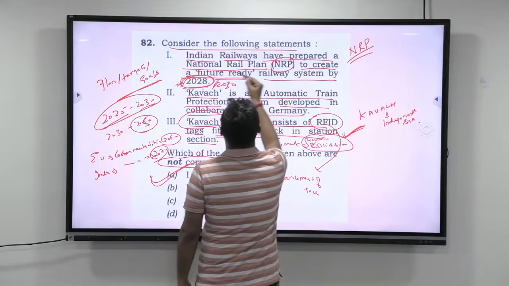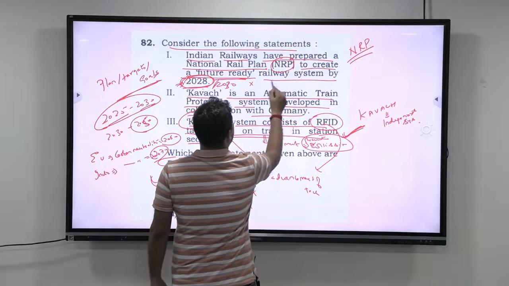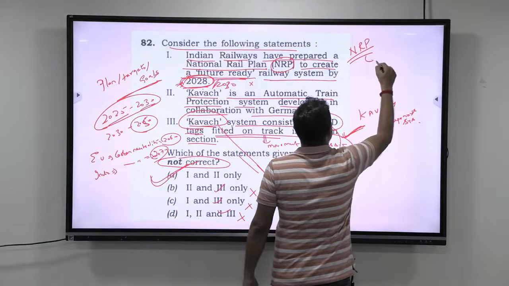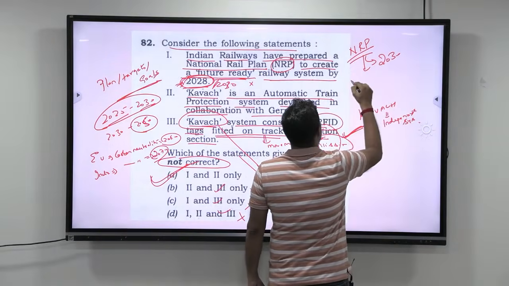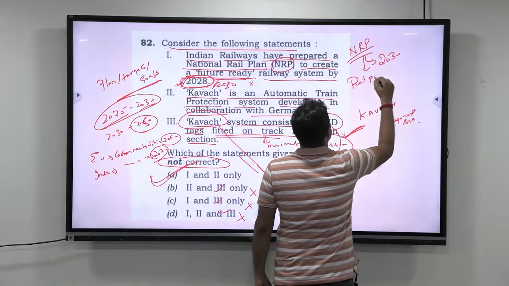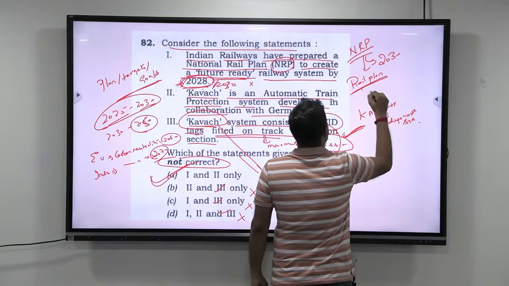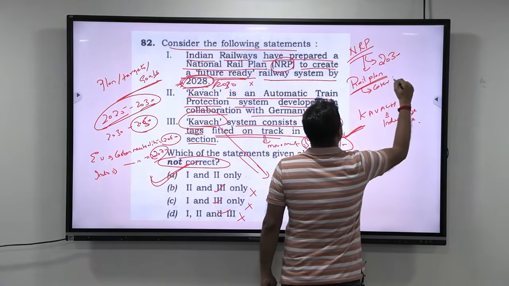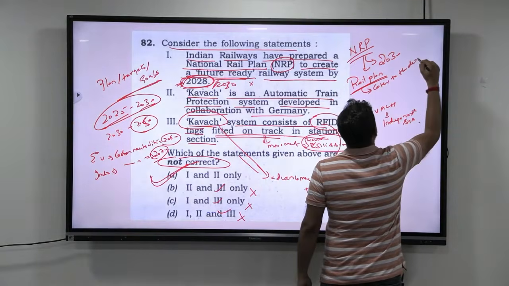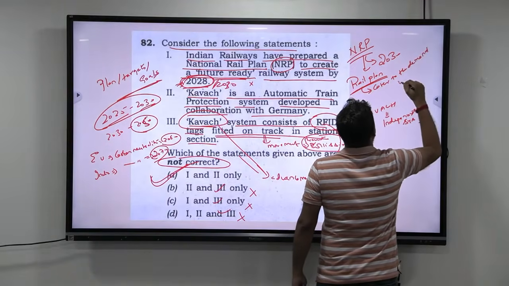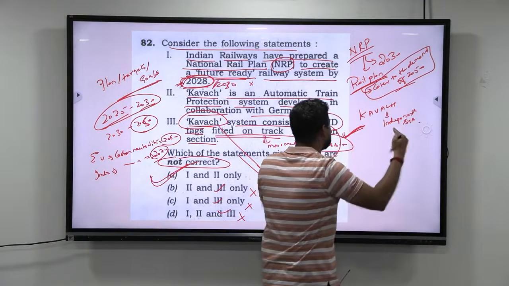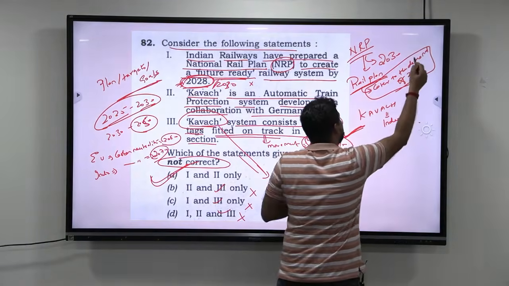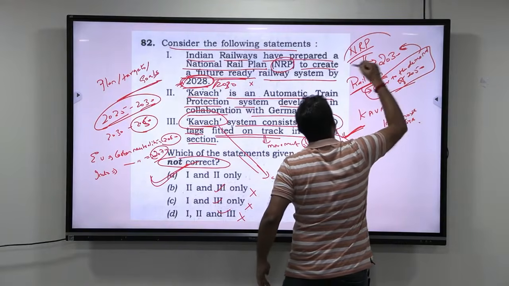Indian Railways have prepared a National Rail Plan to create a future-ready railway system by 2030. A future-ready railway system by 2030. And look at this. By 2030, they want to prepare a rail plan that will cater to the demand of 2050. That means whatever demand we are going to see by 2050, for that we should have created a plan by 2030. That is what NRP is.